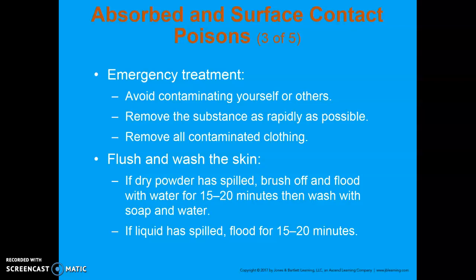If a dry powder has spilled onto the patient, brush off whatever is left of the powder, and then you want to flood with water for 15 to 20 minutes and then wash it with soap and water after that. And then if it's a liquid, you don't have to do the whole brush off portion of it, but flood for 15 to 20 minutes. So it's saying flood. The true term for that is irrigate. You're going to irrigate that for 15 to 20 minutes.